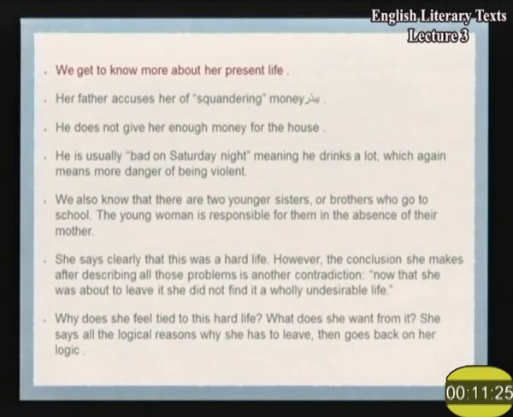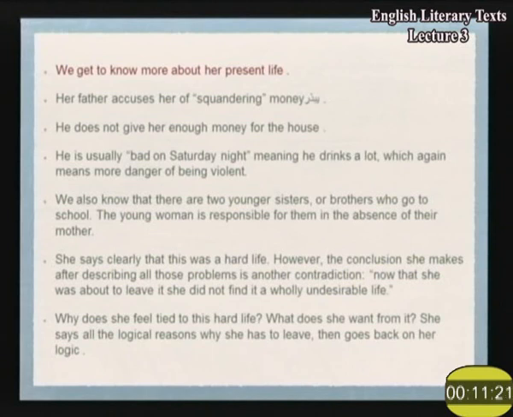We can only understand this if we put into the equation her own feelings. Probably she is connected and attached to this family of hers, so it's not a matter of happiness or unhappiness that would make her decide what to do. Why does she feel tied to this hard life? What does she want from it?